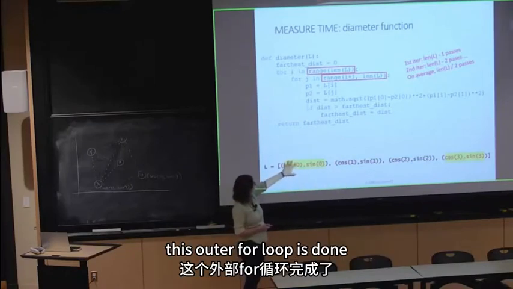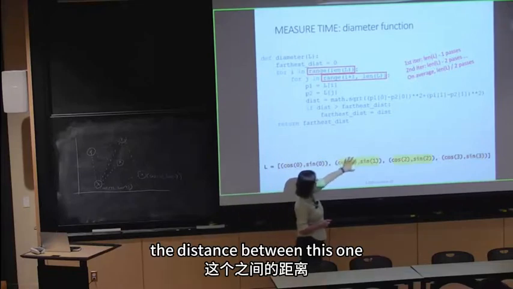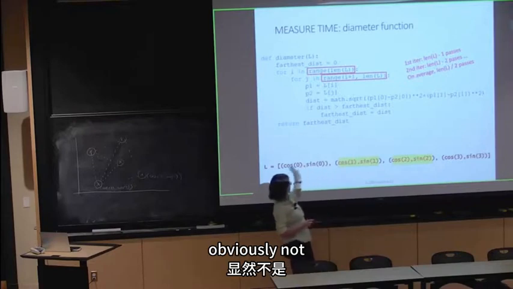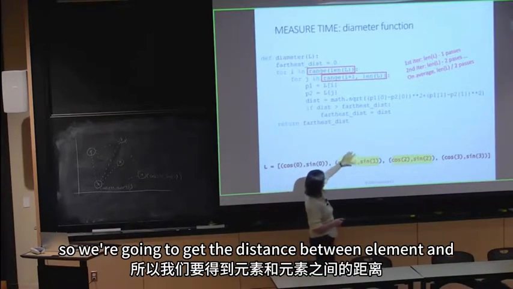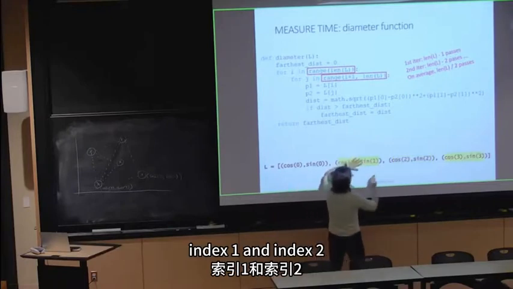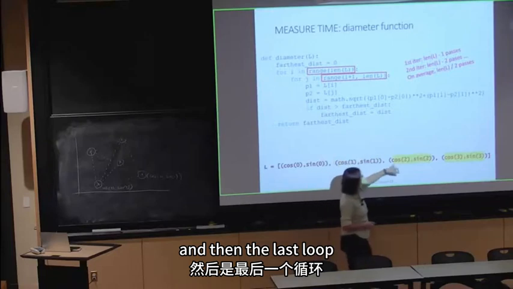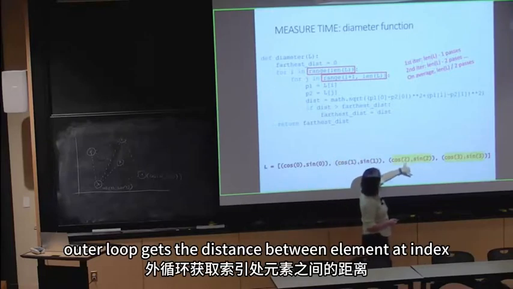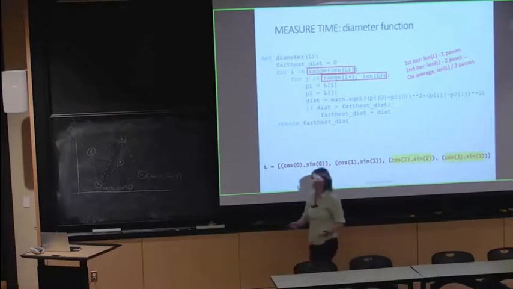This outer for loop is done. Next, we're going to get the distance between this one and everybody else, right? So obviously not the element at index 0 because we already know that distance. So we're going to get the distance between element at index 1 and index 2 and index 3. And then we're done. And then the last outer loop gets the distance between element at index 2 and index 3. And then it's done, right?